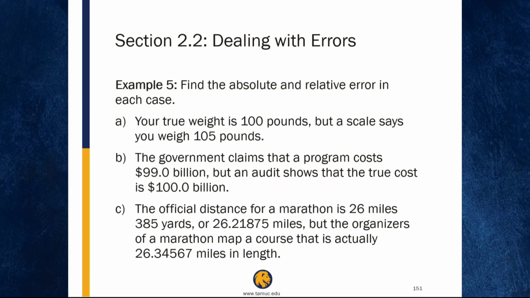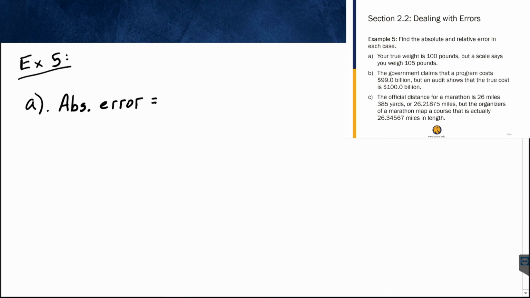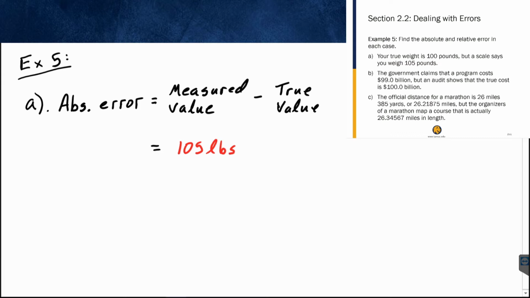So to show how this works, let's look at these examples here and find the absolute and relative error in each case. So again, the way we're going to calculate the absolute error is by taking the measured value and subtracting away the true value. So in this case, the measured value is the 105 pounds. We subtract away 100 pounds for the true value, and that gives us an absolute error of 5 pounds.